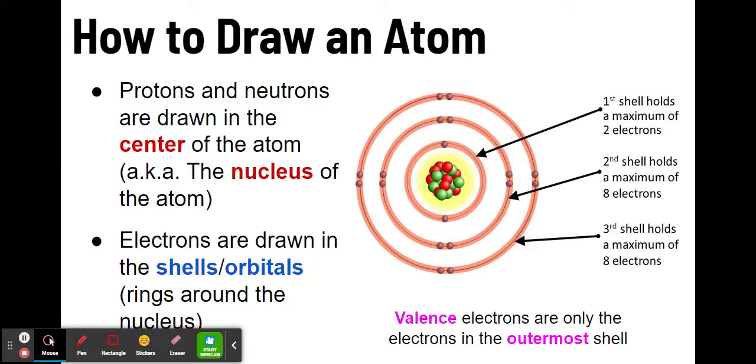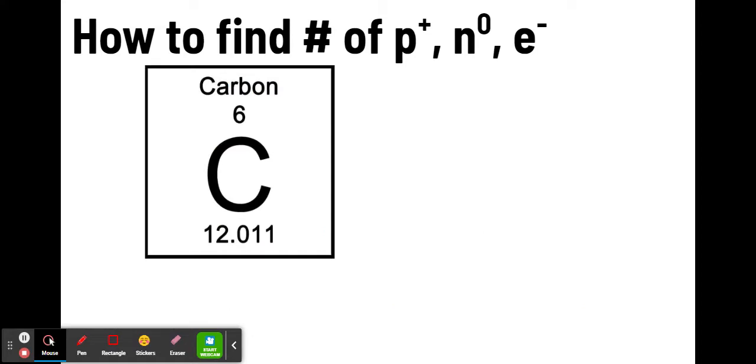One further definition you need to know is valence electrons are the electrons in the outermost shell. So in this picture, there's an outer ring that has 8 electrons in it. So in this case, for this atom, I have 8 valence electrons.